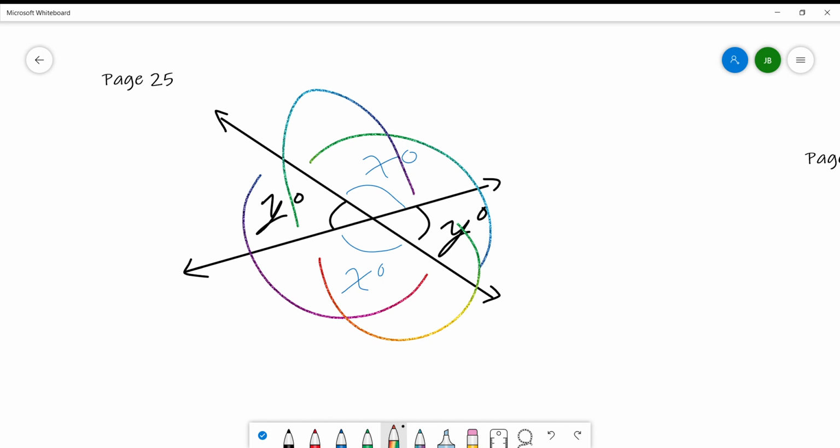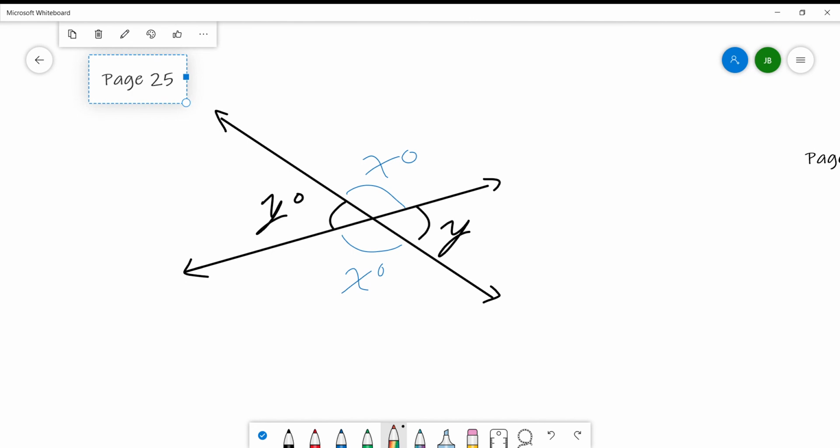If you turn the page, we're going to back this up just a bit. I'm just going to leave these angles drawn because they're already drawn.